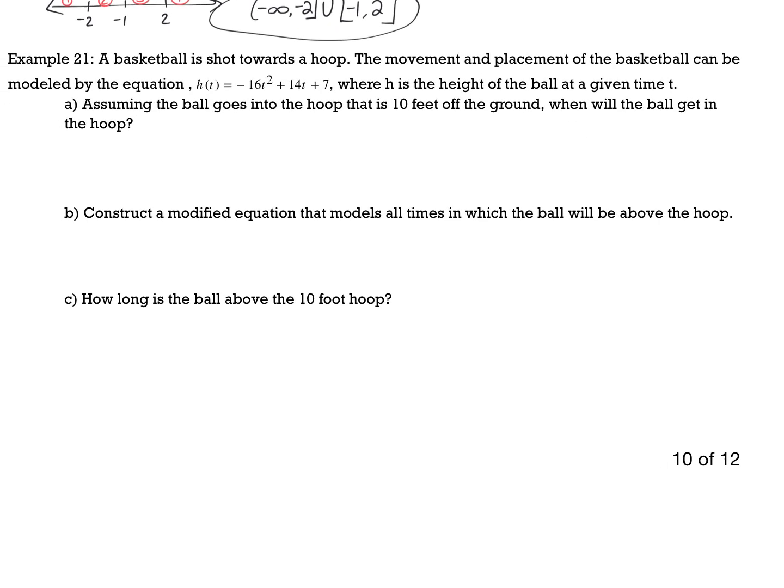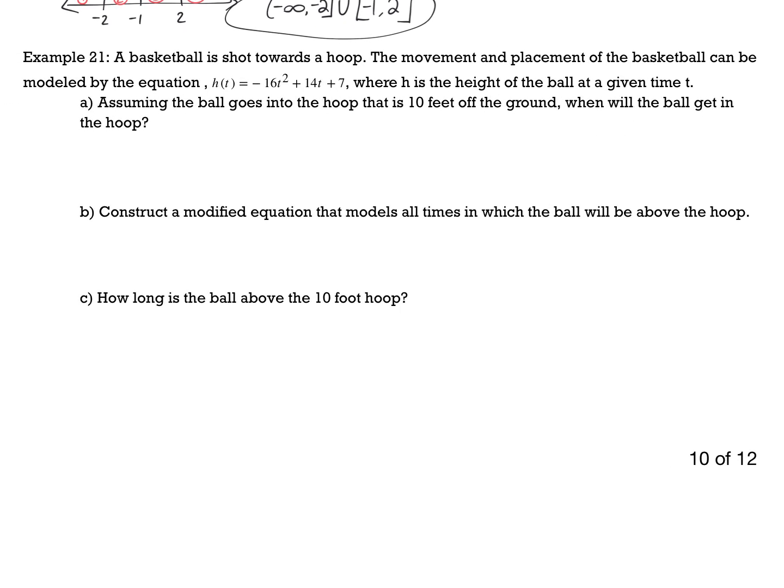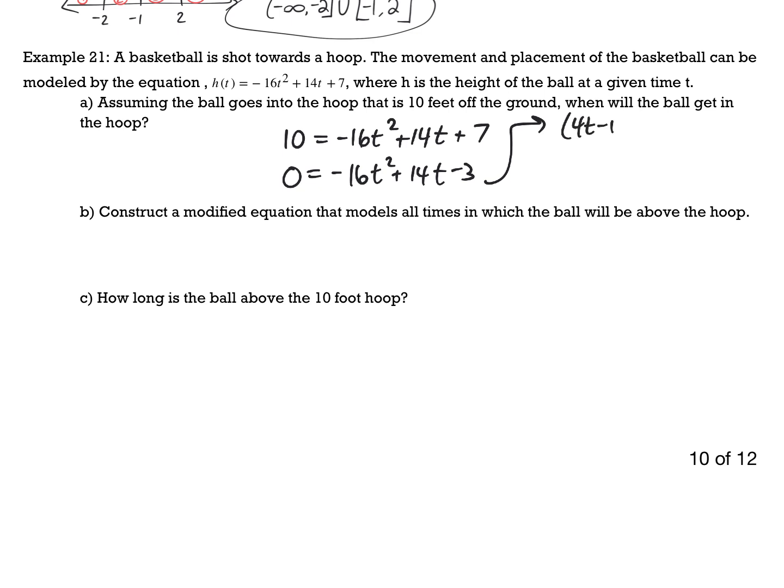All right, so here's a word problem describing a basketball being shot towards a hoop, and we are given an equation. Assuming the ball goes into the hoop 10 feet off the ground, when will the ball get in the hoop? We would set this up. Well, this is a height function, so we would say when does 10 equal negative 16t squared plus 14t plus 7. We would solve this as usual. We would set the equation equal to 0, and we would solve by factoring. This is factorable into 4t minus 1 and 2t minus 3.